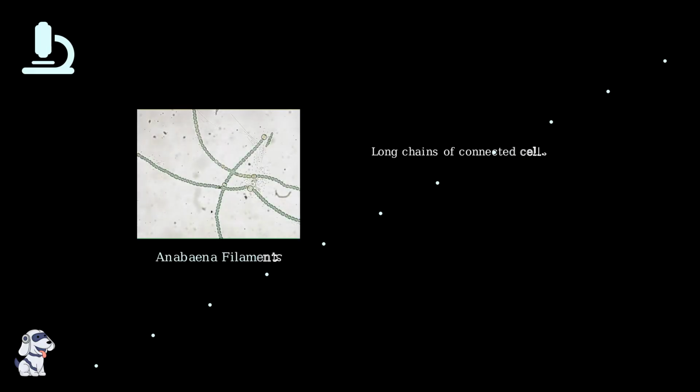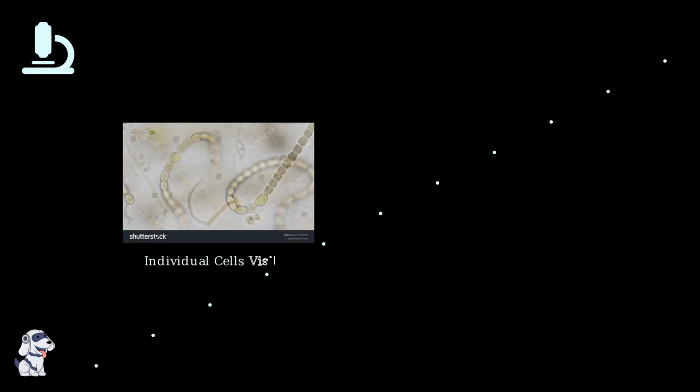Scientists use powerful microscopes to identify Anabaena and distinguish it from other microorganisms. Under the microscope, Anabaena has distinctive features that make it recognizable to trained researchers. The first thing scientists look for is Anabaena's characteristic filamentous structure. These long chains of connected cells are clearly visible under standard light microscopy. A closer look reveals individual cells within the filaments.